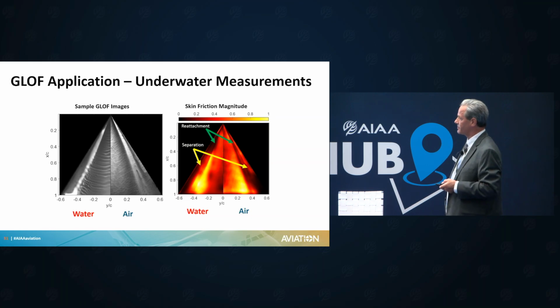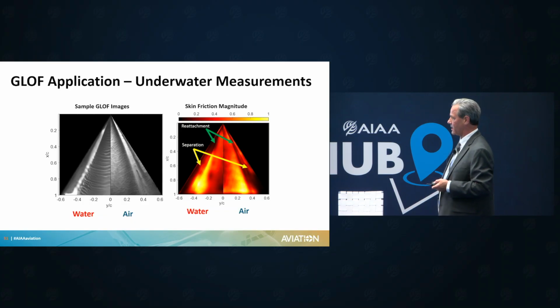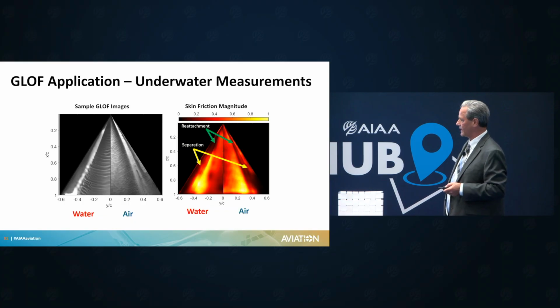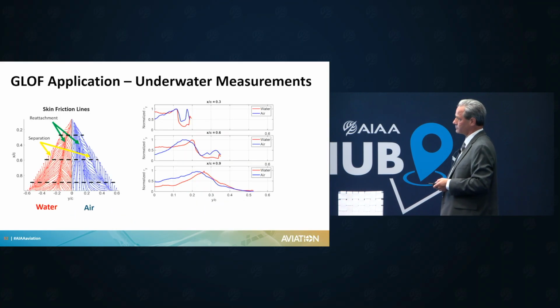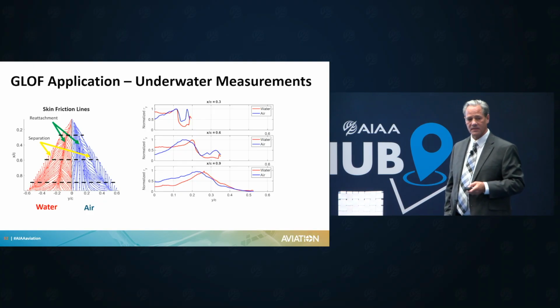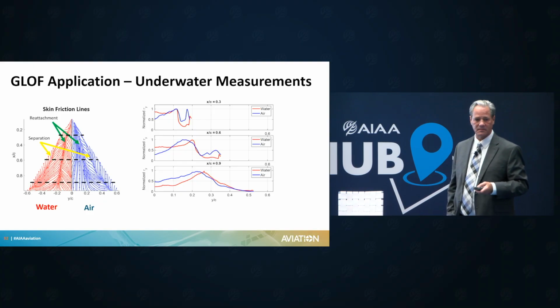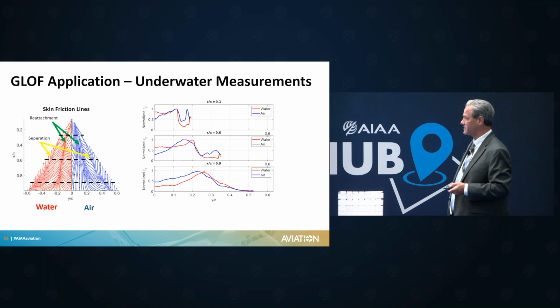So the underwater measurements, you can see the sample GLOF images on a delta wing, water versus air. Again, you can clearly see the separation and the reattachment for the skin friction magnitude in water and air. And again, the overlapping curves are amazing. There's a little difference because of the Reynolds number, but they're basically matched up perfectly.